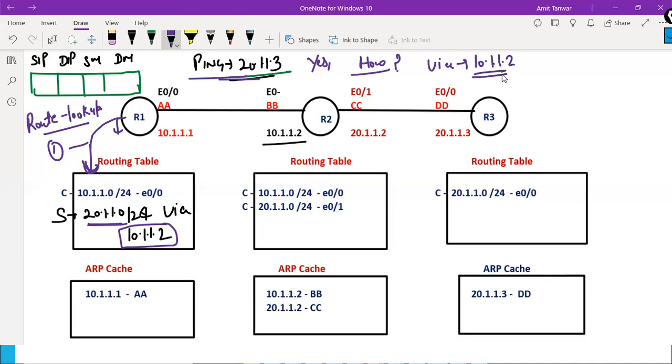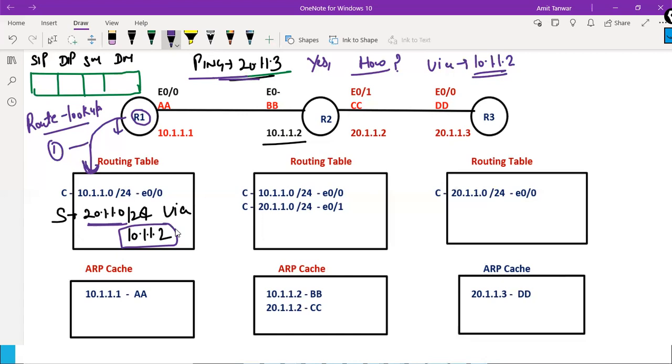But the next question is again, do we have any routes, or do you know how to reach 10.1.1.2? Because if you are a router sending packets from one network to another network, you always need an exit interface. But in this statement, can you see any exit interface? The answer is no, there is no exit interface.